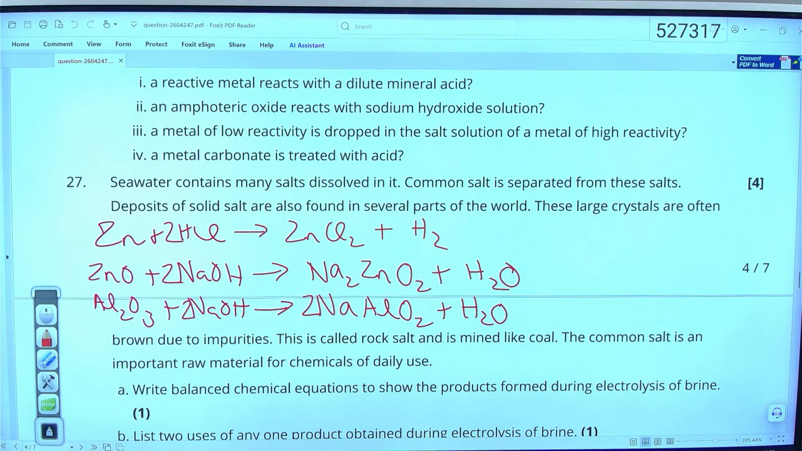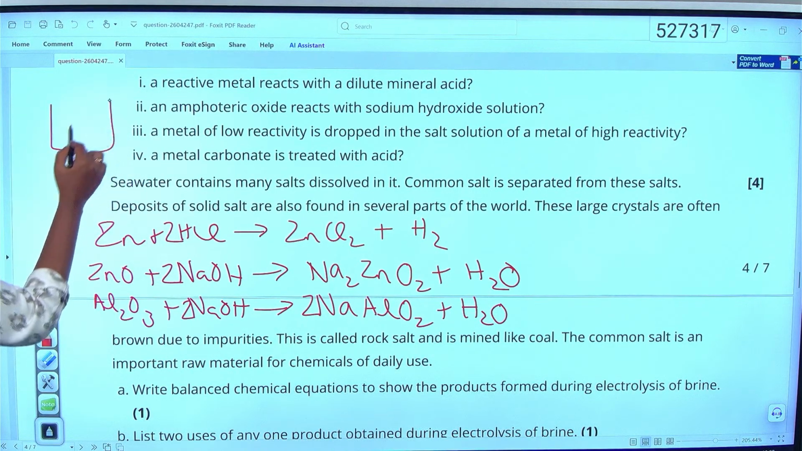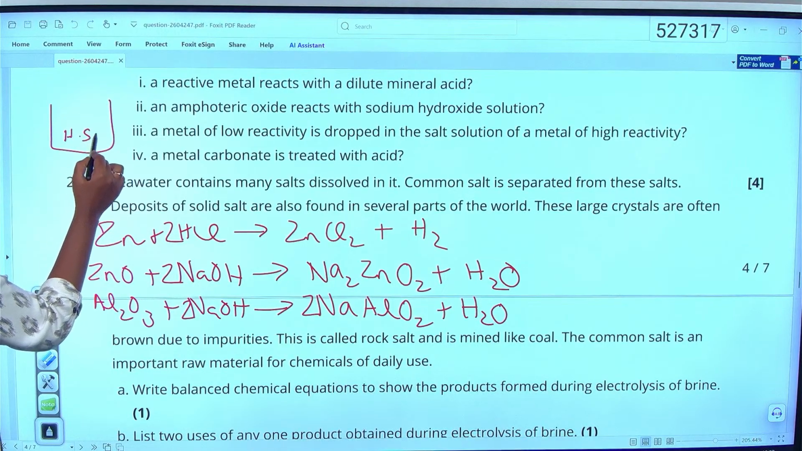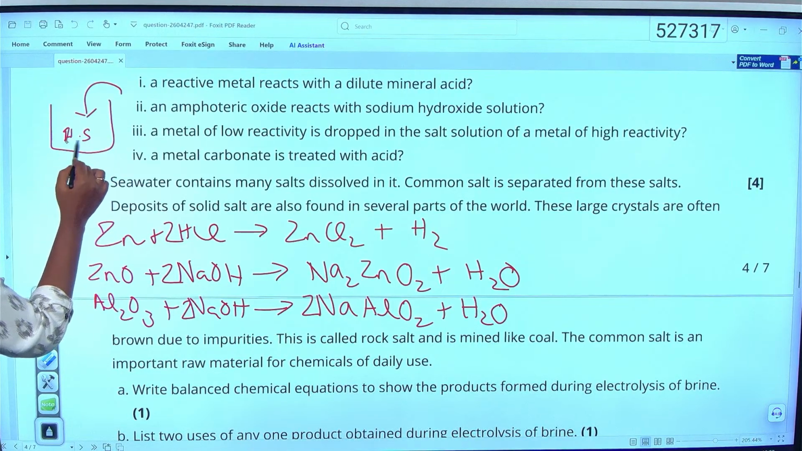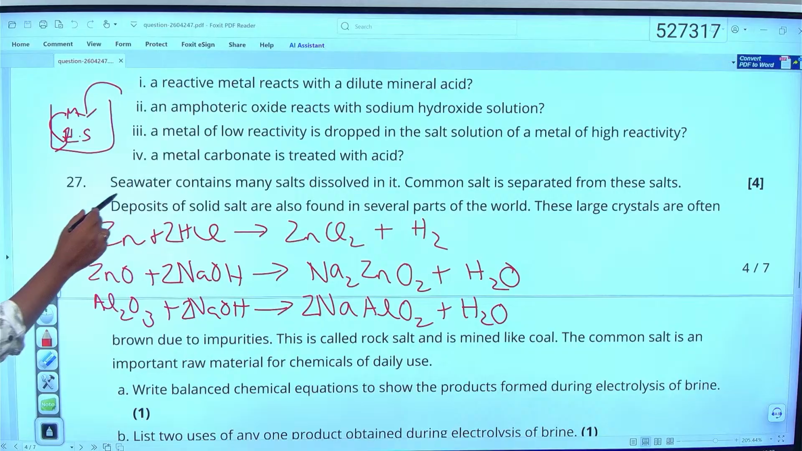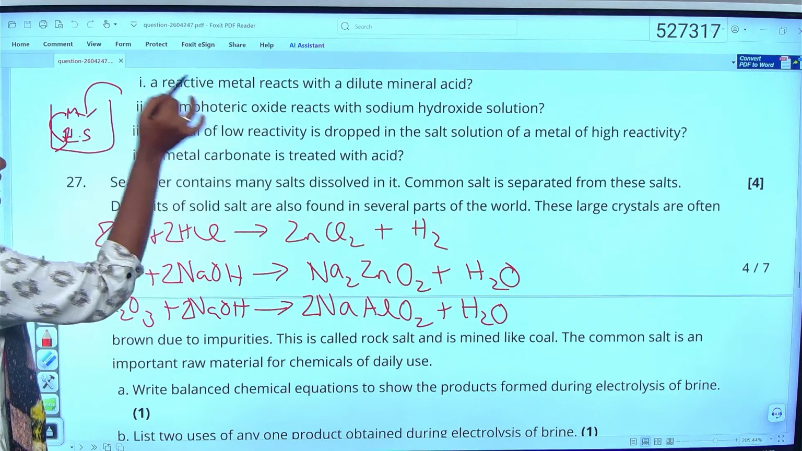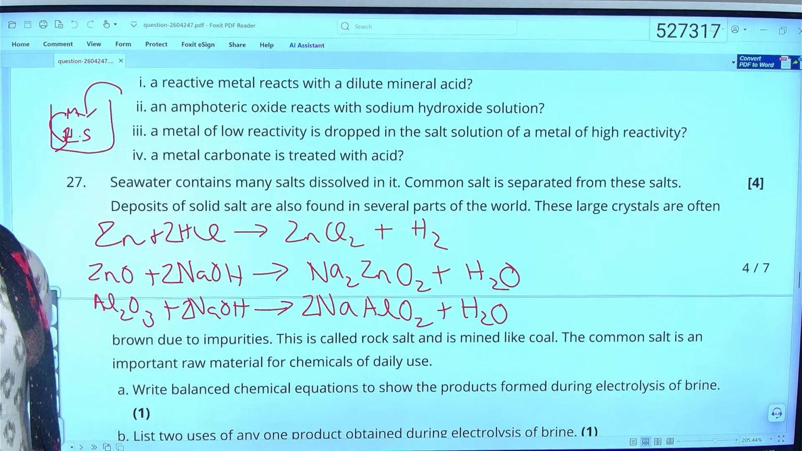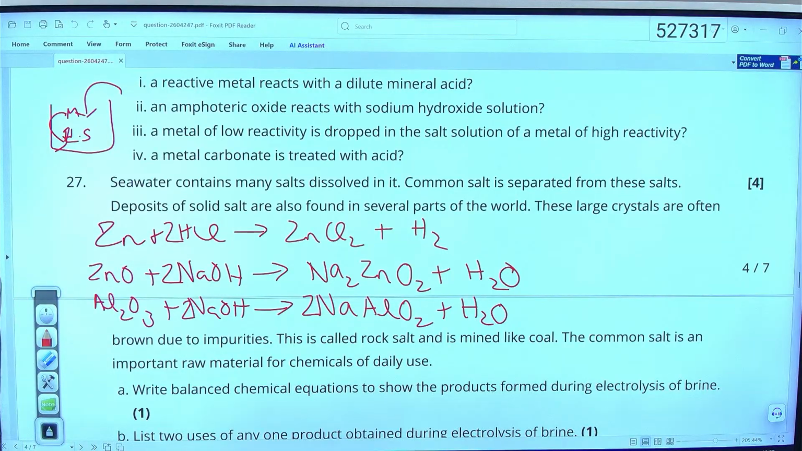Which means, if you drop copper in ferrous sulfate, what will happen? No reaction will take place. Only when a highly reactive metal is dropped into the salt solution of a less reactive metal, it displaces the salt. Here, a low reactive metal was dropped in the salt solution of a high reactive metal, so no reaction will take place.